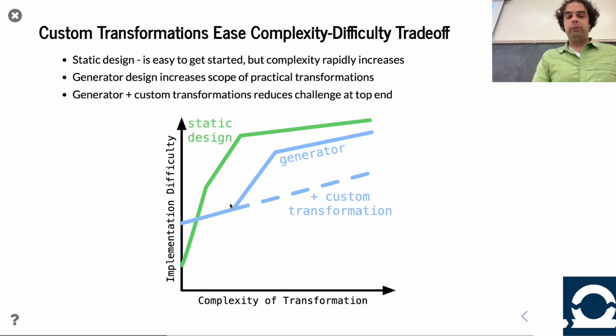And so the goal is, rather than having that huge increase in difficulty, can we have a more gradual increase? It's going to take more effort, but a much more gradual slope. And that's going to be possible with what we call a custom transformation. In other words, rather than generating the design correctly from the beginning, we're going to somehow modify the design, transform the design, once it exists.